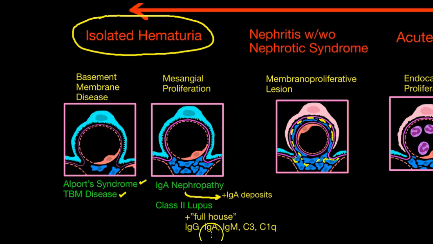IgG is positive, IgA is positive, IgM is positive, and typically the dominant one is IgG, or it's co-dominant with IgG and something else. And then there's evidence of complement activation like C3 and C1q, and so finding deposits that stain for everything is highly suggestive of lupus nephritis.